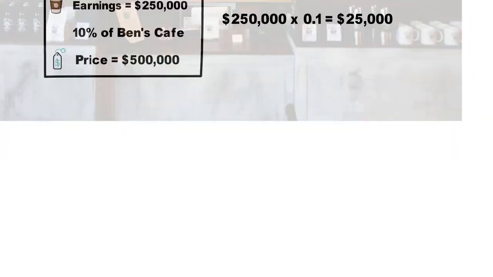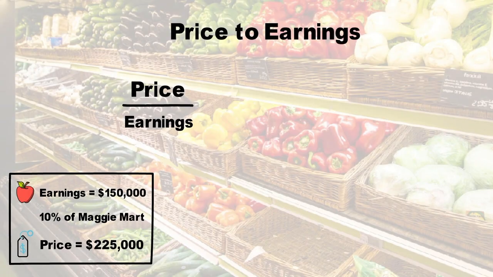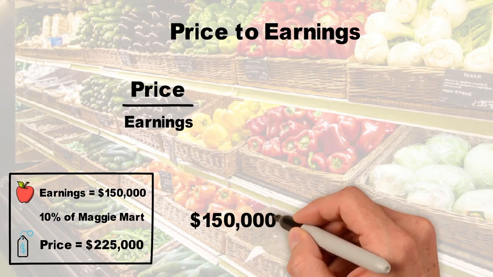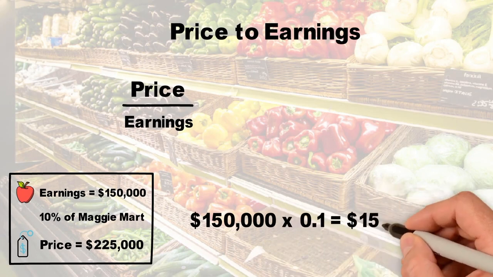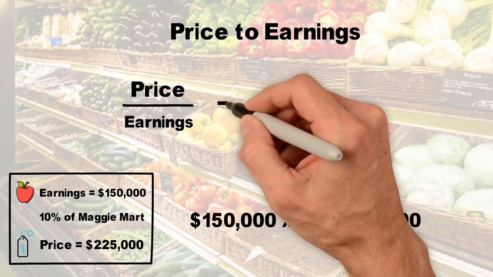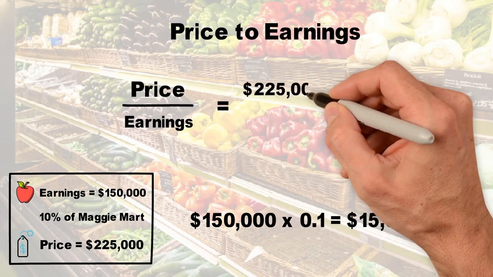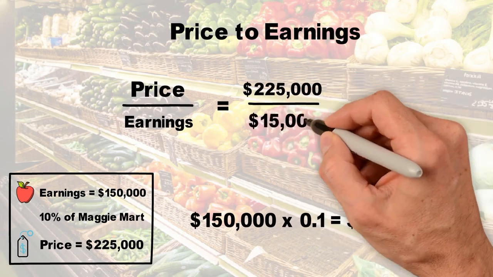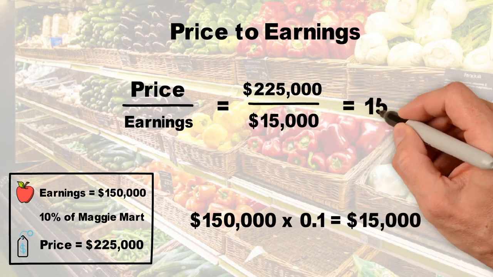Now let's compare this to Maggie's offering by calculating her PE. She is also offering you 10%. 10% of her $150,000 in earnings means our ownership is equivalent to $15,000 of the company's earnings. $225,000, our price, divided by $15,000 equals 15.